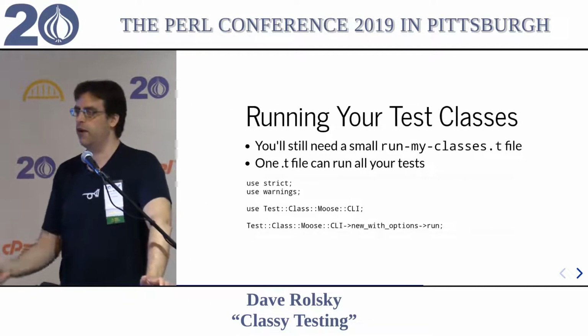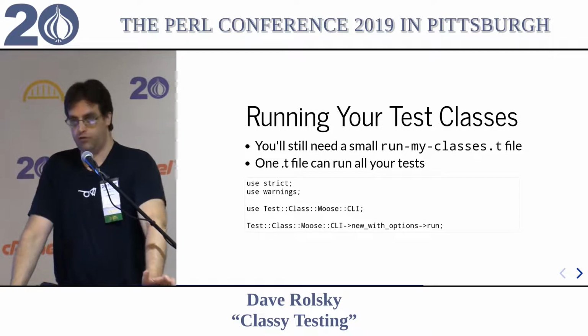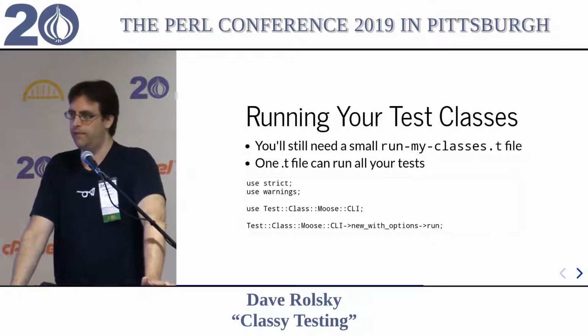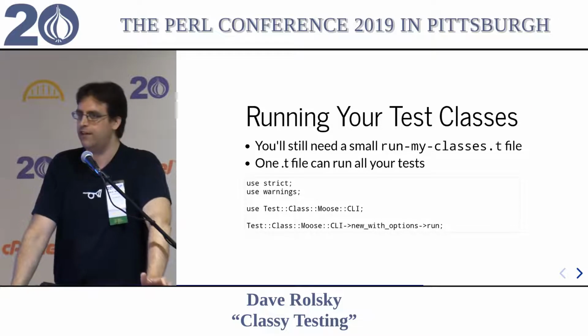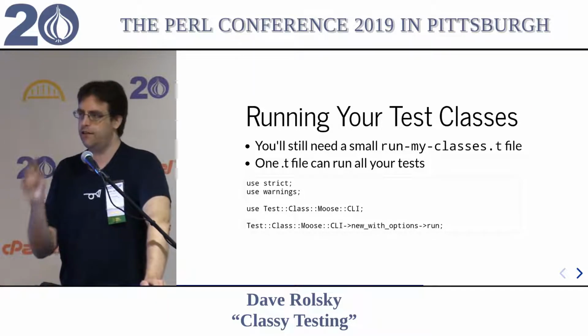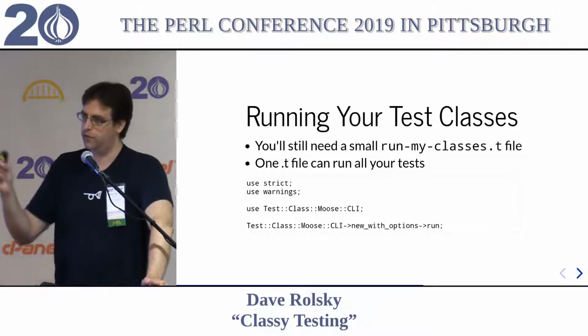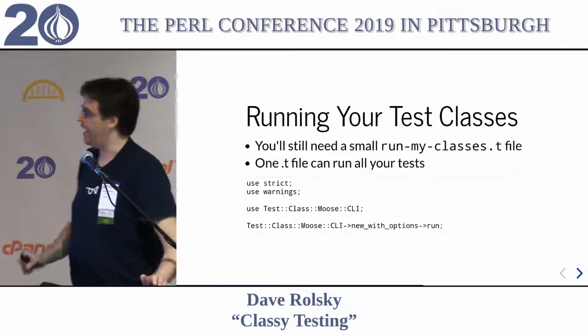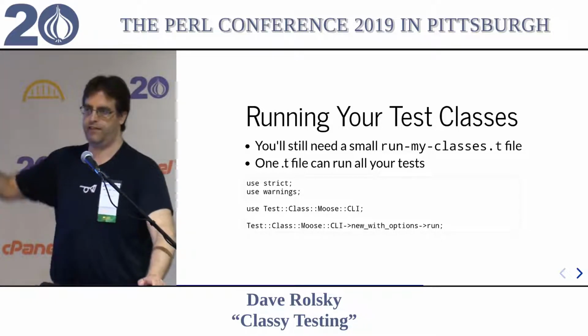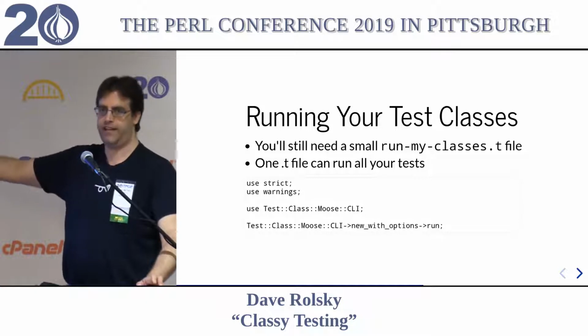And then, of course, you want to run your test classes, right? These are all just normal Perl classes. They're .pm files, so if you run prove, it's not going to find any of them. You need some sort of little bit of connective glue between them. It used to be you had to write a bunch of this, and then I wrote this CLI class, which I think is really handy.